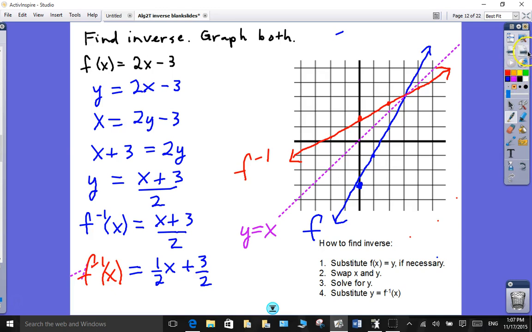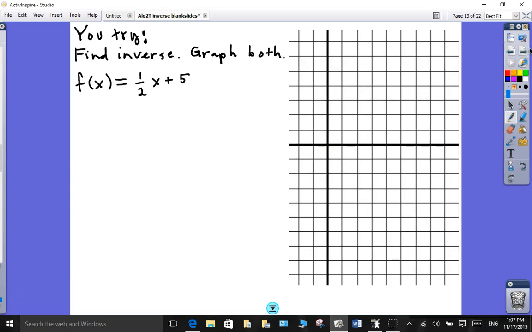Okay, I think it's your turn. Try to find the inverse of that one. Try to do just what we did on the last one and make a graph.